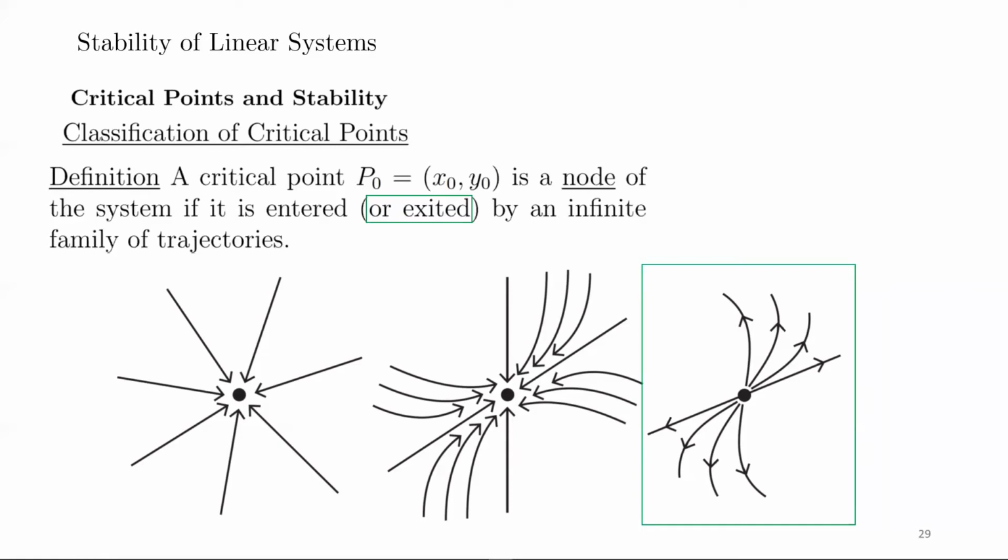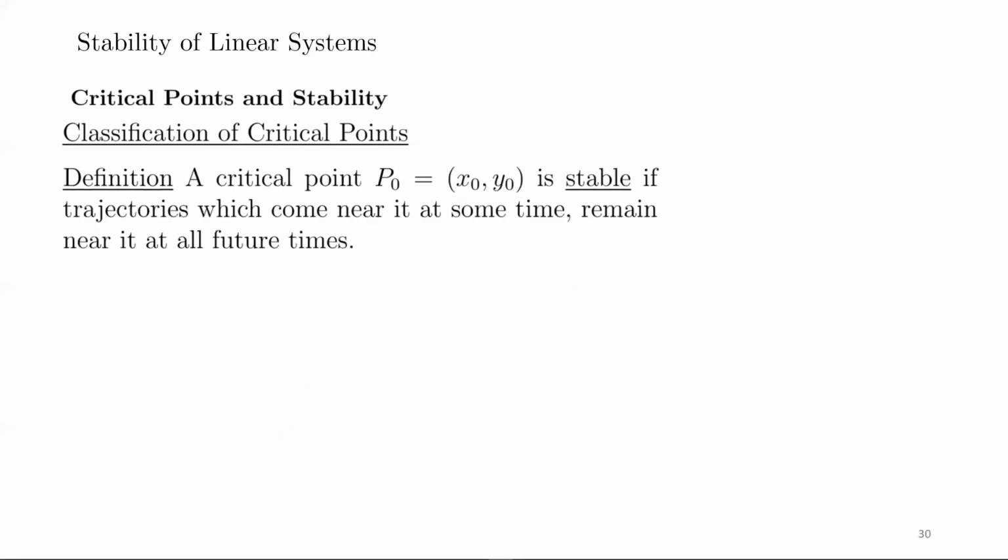Right, so now we've defined, I think there were 4 types of critical points. We had center, we had a saddle point, we had a spiral point, and we have a node here. I want to define something to do with the stability of each of these critical points. Okay, so a critical point P0 is stable if trajectories which come near to it at some time remain near it at future times. Okay, so this can take 2 main types.